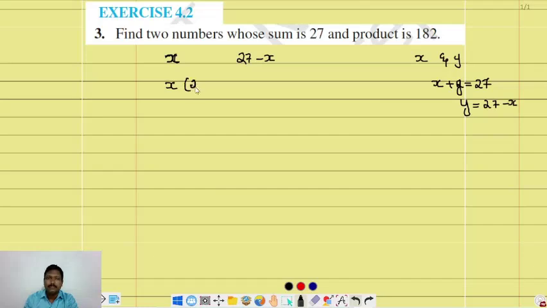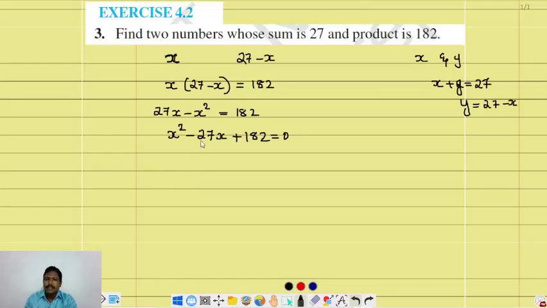So x into 27 minus x is equal to how much? 182. Now open the bracket, you will get 27x minus x square. 27x minus x square is equal to 182. That is, all the terms you can take to the right side, then minus x square will change into plus x square, plus 27x changes into minus 27x plus 182 equal to 0. So we got a quadratic equation.